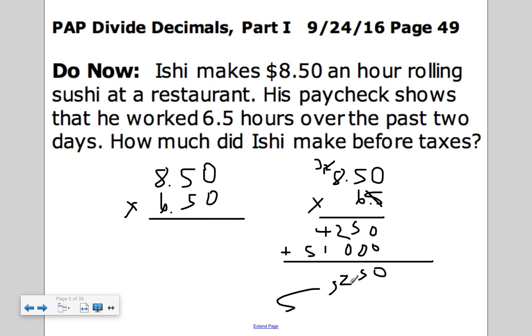There are 3 places behind the decimal point, so it's $55.25. Do not say $55 and 250 thousandths, because in money we stop at the hundredths place. Don't forget, let me label it with my units. So notice this is how I prefer. Hundredths place times tenths place is thousandths place. Notice how 250 thousandths.